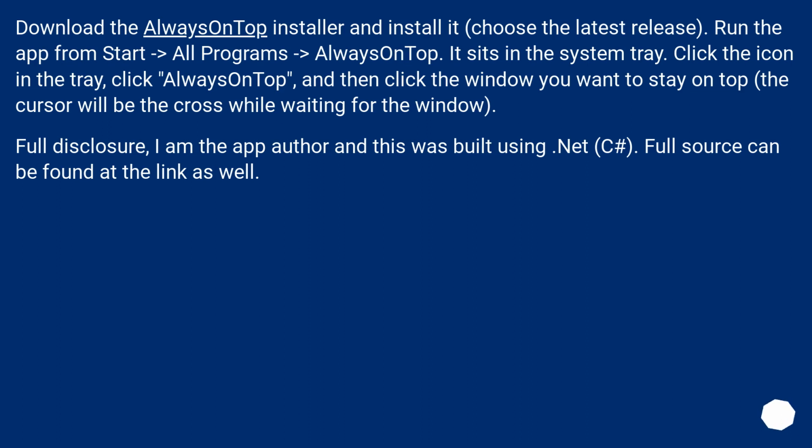Download the Always on Top installer and install it. Choose the latest release. Run the app from Start > All Programs > Always on Top. It sits in the system tray. Click the icon in the tray, click Always on Top, and then click the window you want to stay on top. The cursor will be a cross while waiting for the window.